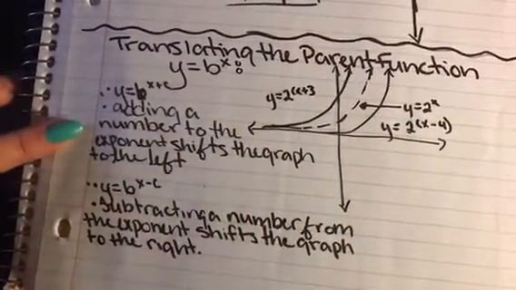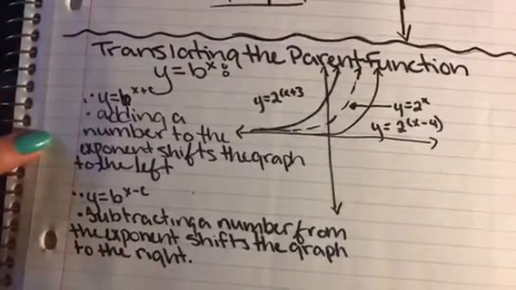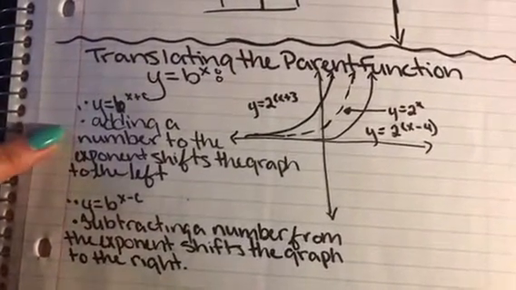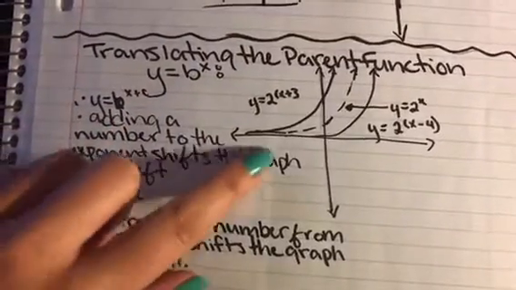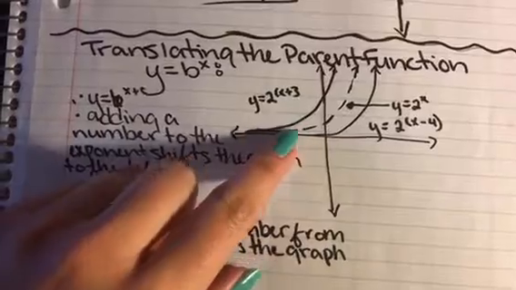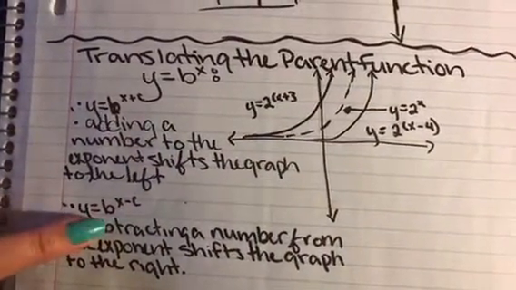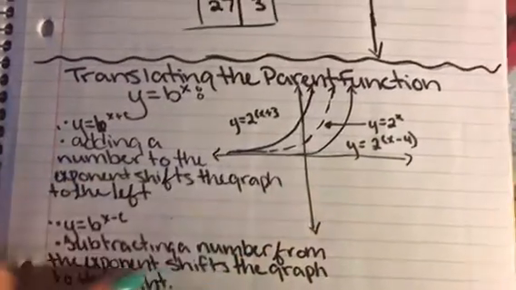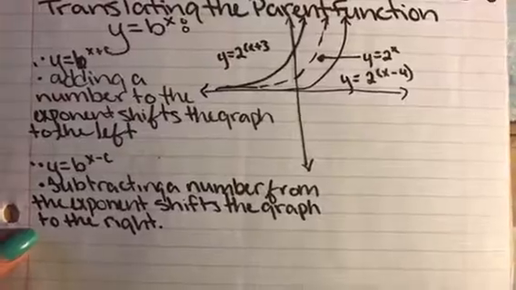And then to translate the line to the left, you add a number to the exponent. For example, y equals b to the x plus c would shift it over here. And y equals b to the x minus c would shift the graph to the right.